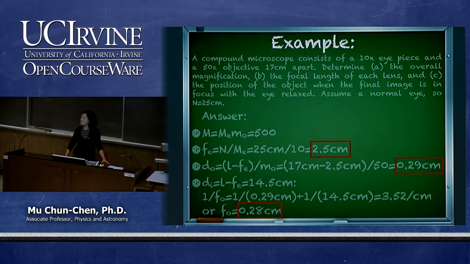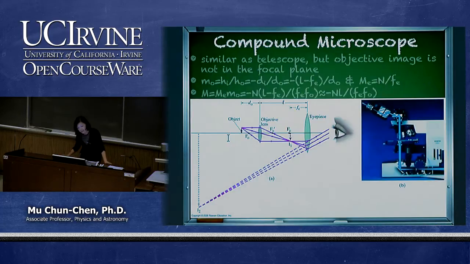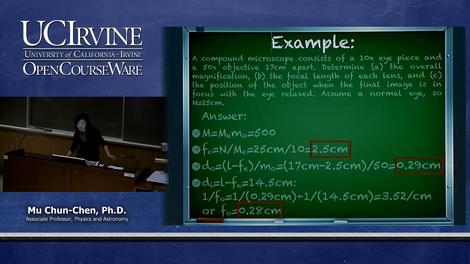All right, so how do you proceed? First of all, to find out the focal length of the eyepiece, remember it is given by the ratio of the near point distance, 25 centimeters, divided by F sub E. So if I move F sub E to the other side, given that now I know the magnification factor associated with the eyepiece, which is 10 times, right? So I just take 25 centimeters divided by 10, that would give me the focal length of the eyepiece.